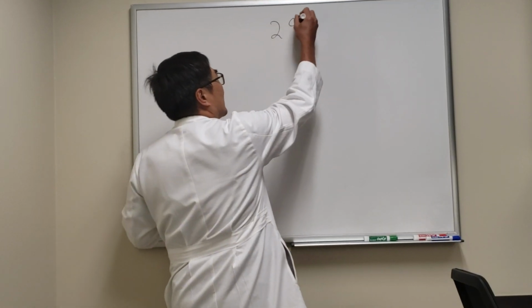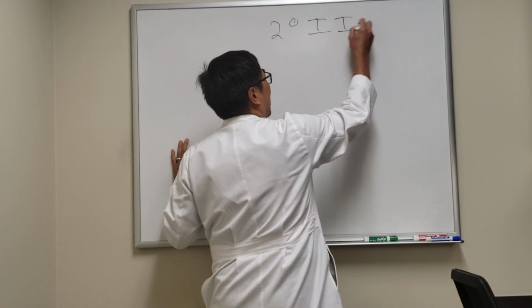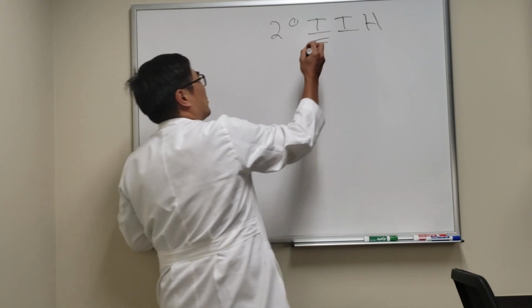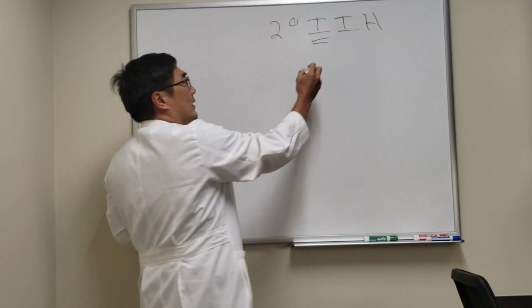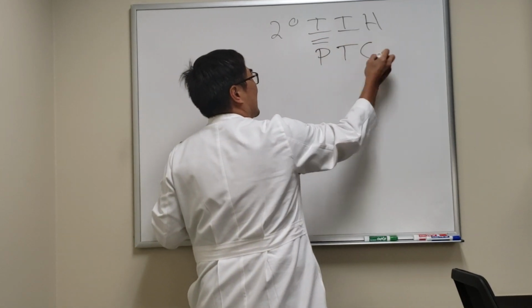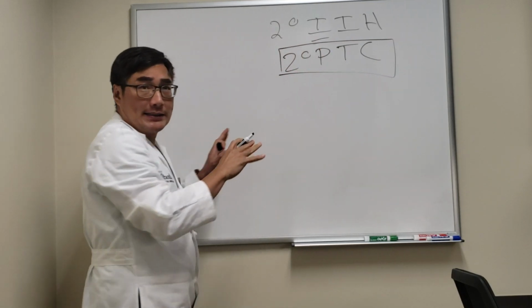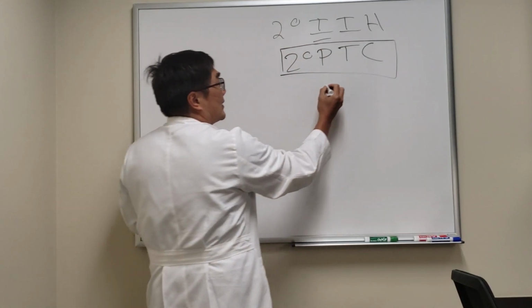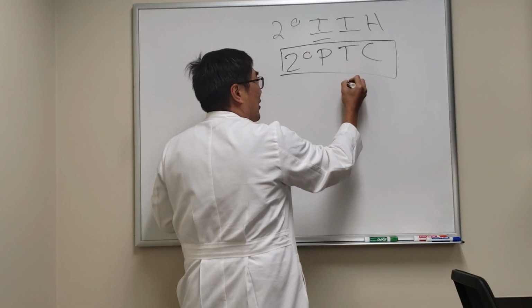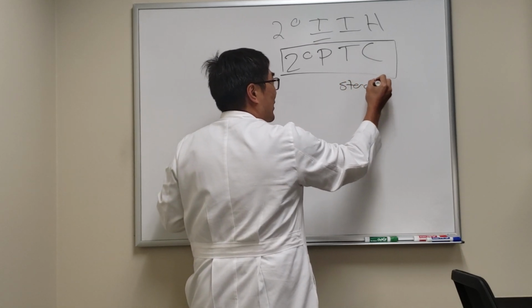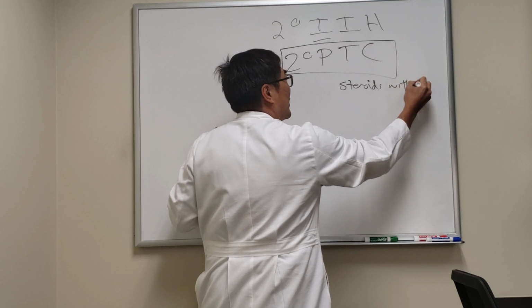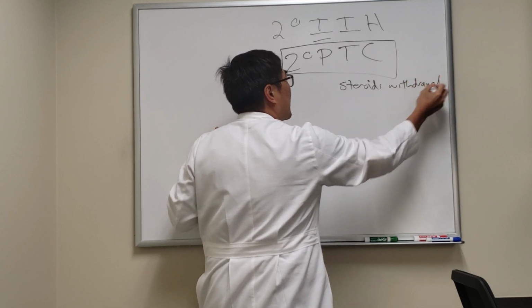What I'd like to talk to you about is secondary IIH. And really, this I is problematic because that means idiopathic. So you might want to consider calling it secondary pseudotumor cerebri. And the ones that we're going to be talking about today are the medicines. And so the medicines that we typically ask about are steroids, and normally that's steroid withdrawal, not steroid administration.